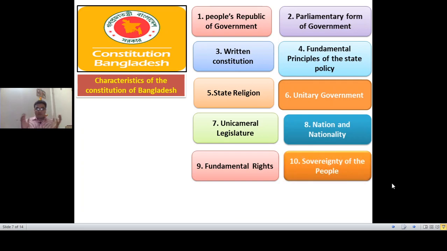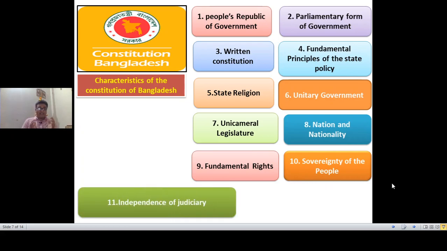Next point is sovereignty of the people. Okay, our constitution says that people are the source of all of the powers of our country, and this is a unique characteristic of our constitution. Next point is independence of judiciary. Okay, independence of judiciary means the judiciary branch will be free from the executive branch. In our constitution, Article 22 ensures independence of judiciary.